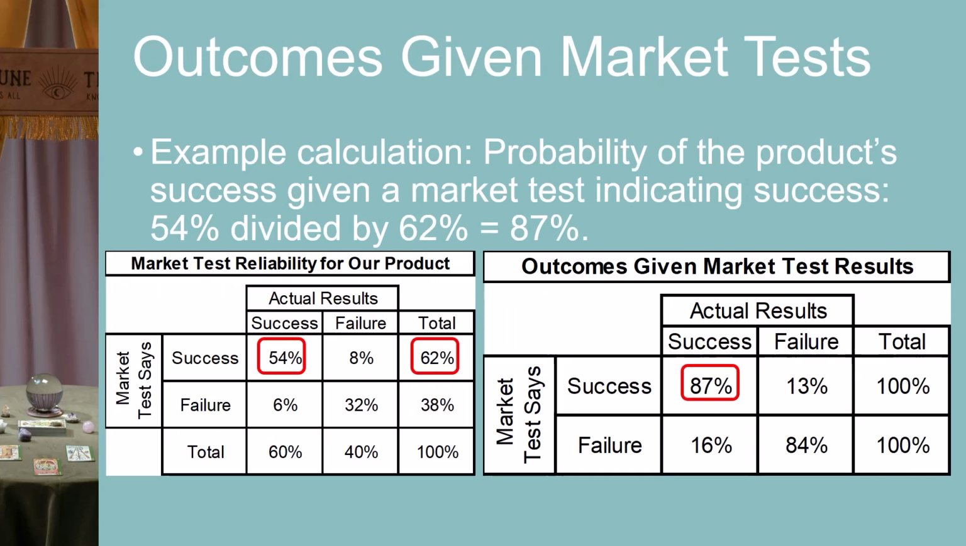We have one more table of probabilities to calculate, which is the table on the right side of this slide. This is the probability of product outcomes given market test results. We once again have a matrix of 4 possibilities. The probability of the product success given a market test indicating success is the 54% calculated earlier. In other words, the product is a success and the test said it would be a success, divided by the 62% of the time that the market test indicates success. This equals 87%. Similar logic can be used to calculate the 4 boxes to create the table on the right.